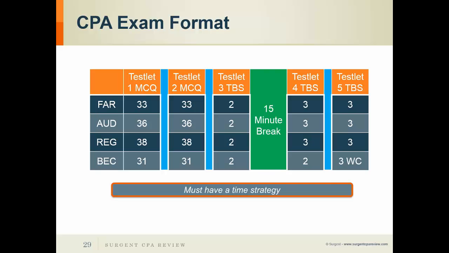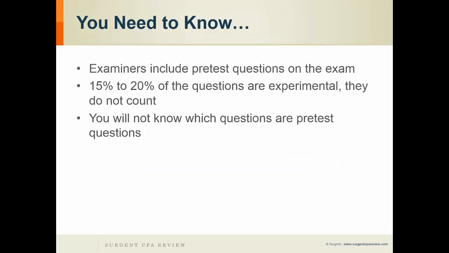Depending on what part you're taking, if you look at this structure, you've got 33 multiple choice questions in the first testlet of FAR, 36 in audit. I want candidates to approach it pretty much this way. Know, number one, that there are pretest questions, that 15 to 20% of the questions don't count. So, as I said earlier, you won't know which questions count, which ones don't.